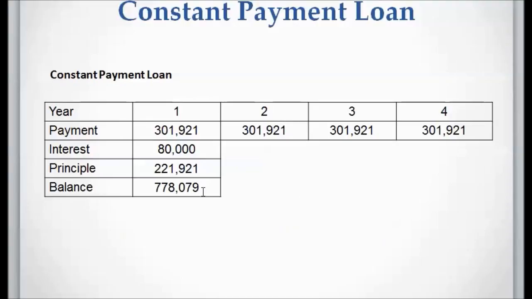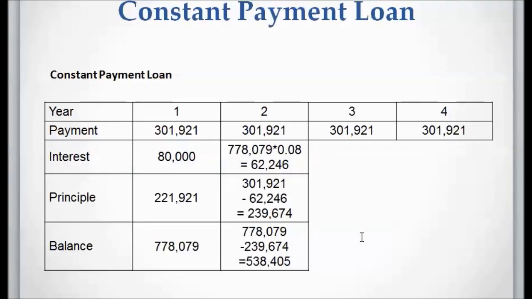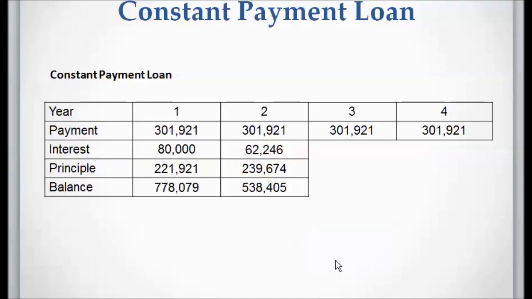And these are the numbers for year 1. We repeat the calculations for year 2. We calculate the interest as the remaining balance, which we calculated here, multiplied by the interest rate. The principal equals the payment, which we calculated here, minus the interest. And the balance equals the balance of the previous year, which is here, minus the principal, which we calculated here. And this is the remaining balance.